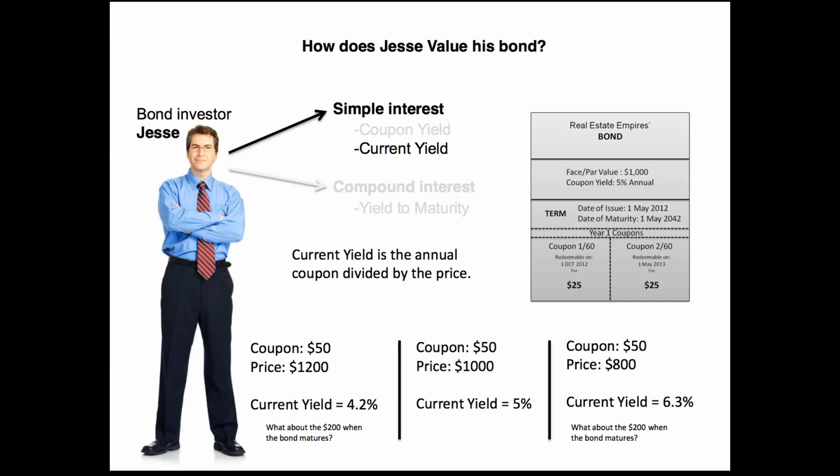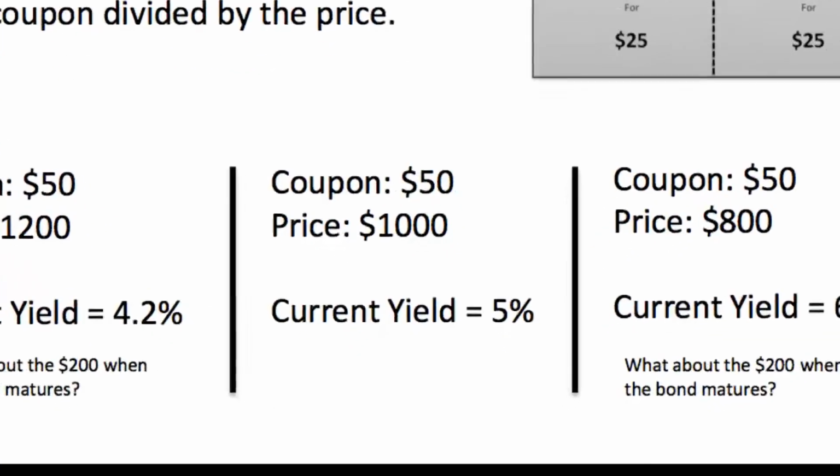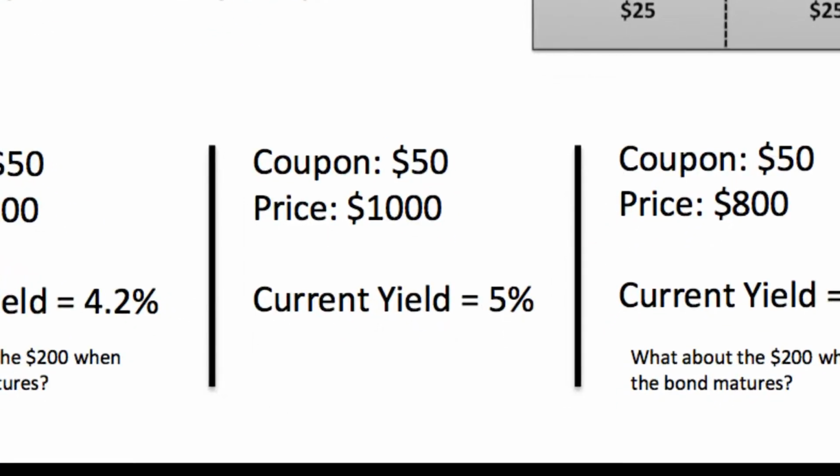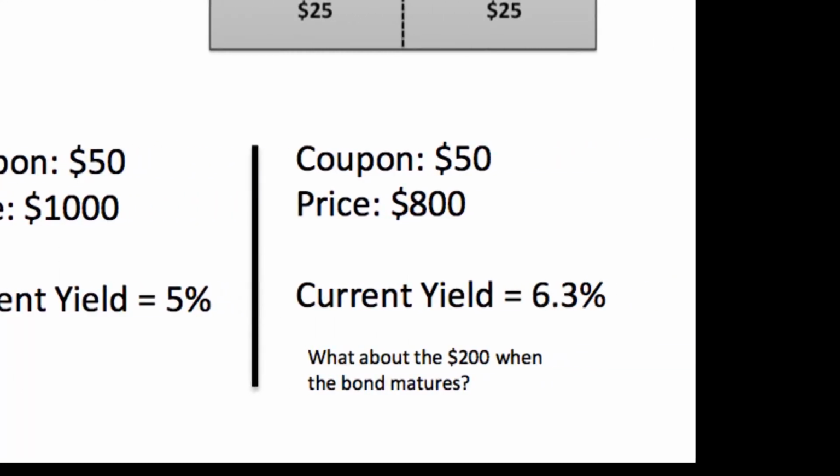As we move over to where the face value matches the actual price, 1,000 and 1,000, you take that coupon of $50 divided by 1,000 because that's the price you're buying it at, and you can see that the current yield would be the same as the coupon yield. Now, if we talk about a bond that he's purchasing at a discount, let's say $800, you can see that the current yield goes up to 6.3%.